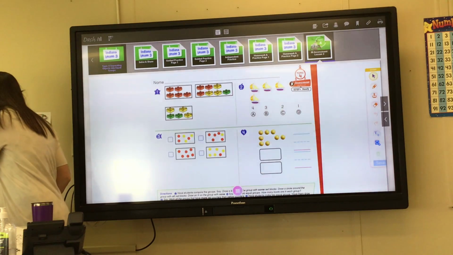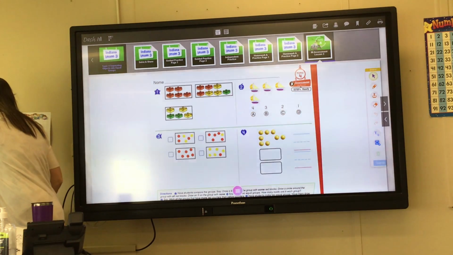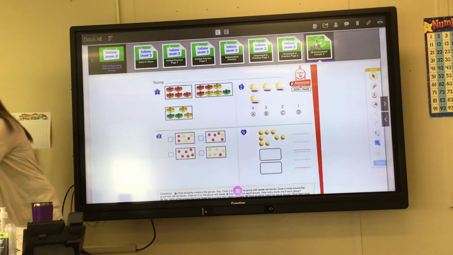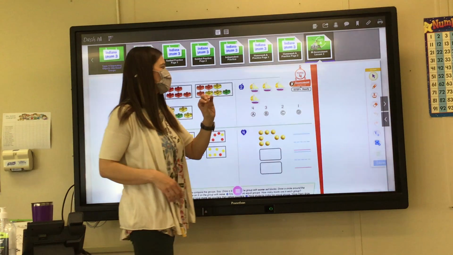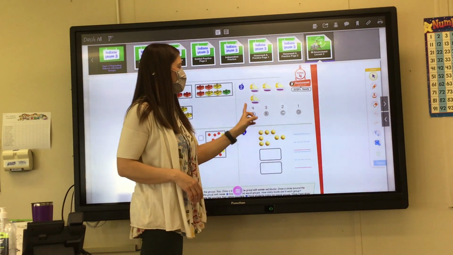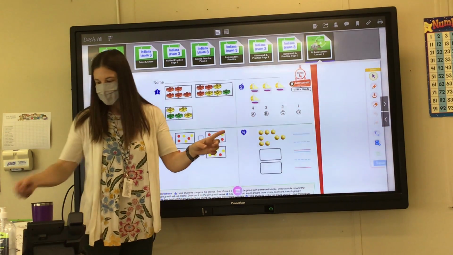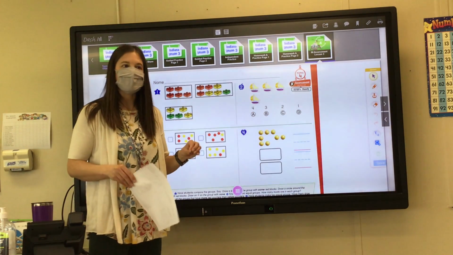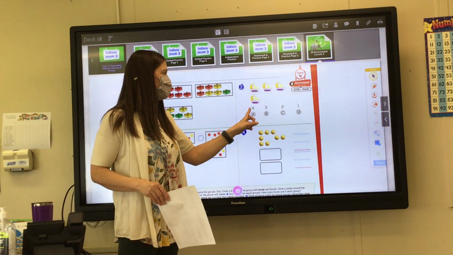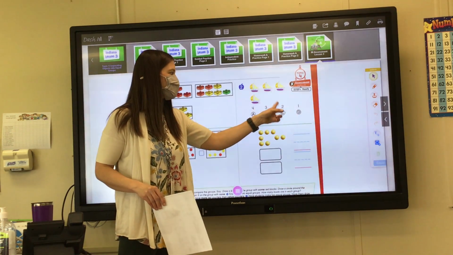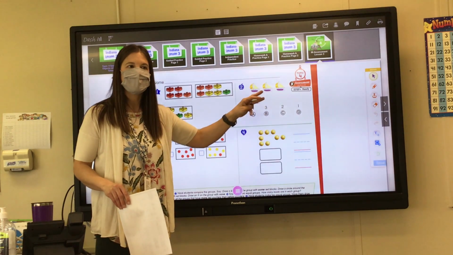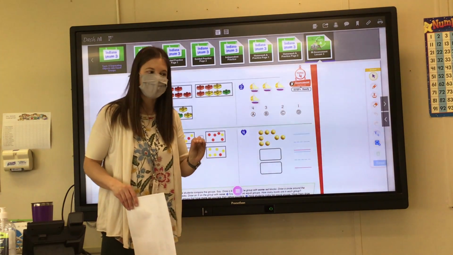We've been talking about 2 equal groups, like last week. And then you're going to mark how many boats are in each group. So are there 4 boats in each group? Are there 3 boats in each group? Are there 2 boats in each group? Or is there 1 boat in each group? When you make equal groups, how many boats are in each group?